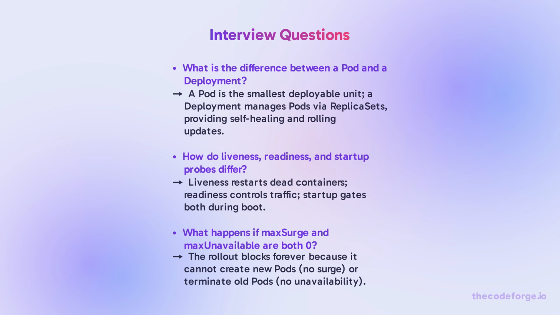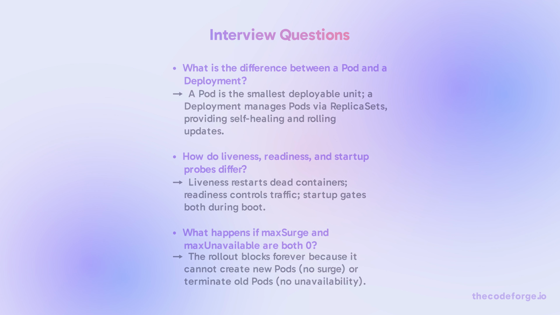How do liveness, readiness, and startup probes differ? Liveness restarts dead containers. Readiness controls traffic. Startup gates both during boot. What happens if maxSurge and maxUnavailable are both 0? The rollout blocks forever because it cannot create new pods, no surge, or terminate old pods, no unavailability.